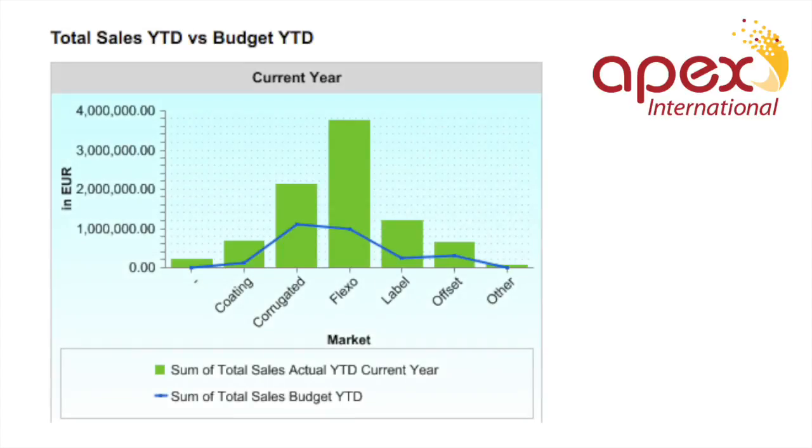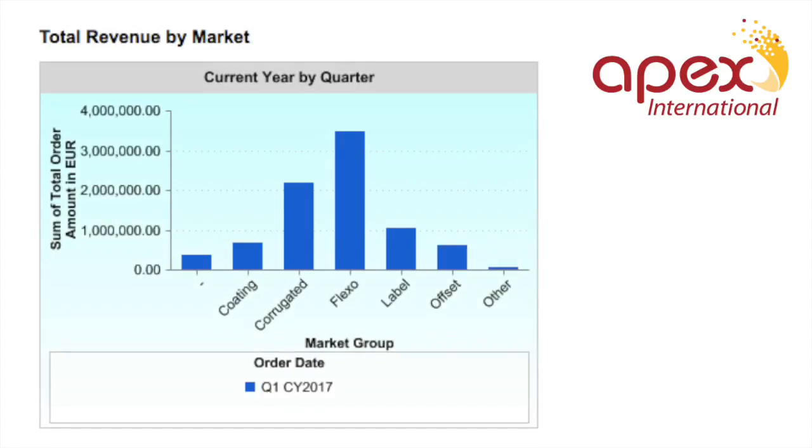The total sales year-to-date versus budget year-to-date report provides a quick assessment of where your sales are relative to your sales plan for the current year. This is a real-time metric based on orders received. Total revenue by market displays the year-to-date sales in each vertical market and provides a quarter-by-quarter comparison so you can easily see how your business changes throughout the year.